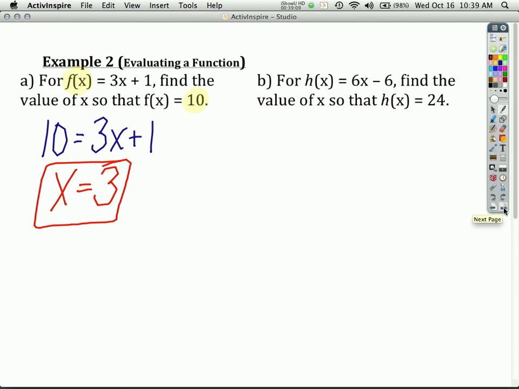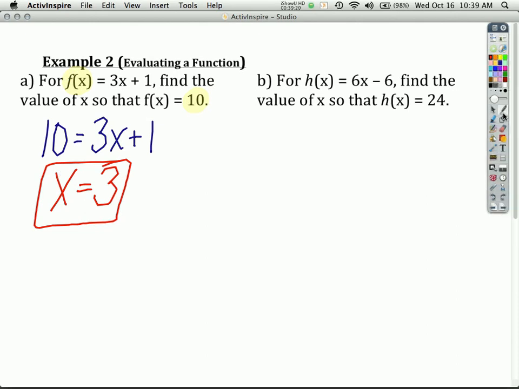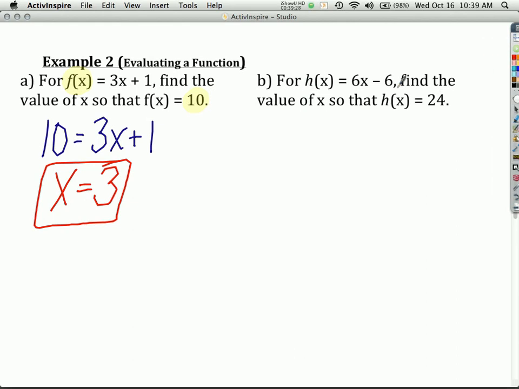So what do you do to help yourself? Change f of x into a y, and then figure out what to do. Okay? Any questions about that? So let's make sure that we understand. Let's look at part B. I told you didn't have to copy the whole thing, but we do need the function.